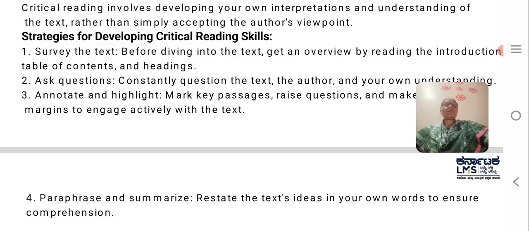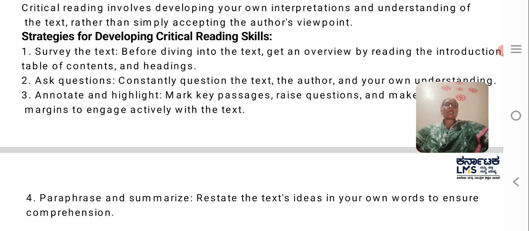For example, if a text claims that a particular diet is the key to weight loss, a critical reader would examine the scientific evidence presented. For example, the studies referred to and the statistics given, to determine if the claim is supported by reliable data. So, some of these strategies will help you to develop critical reading skills.